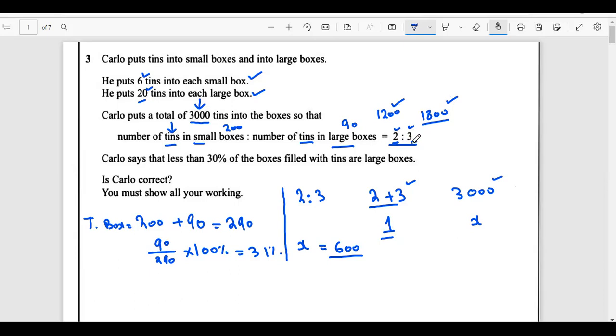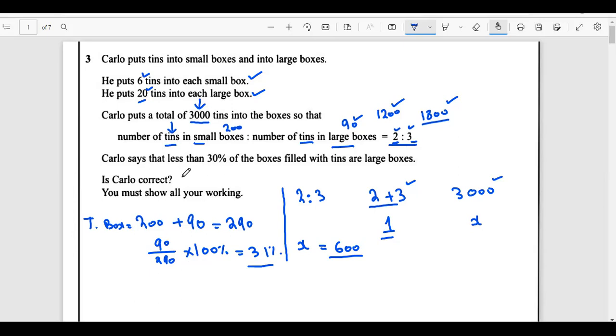Okay, and then 3 units means 1800 tins for the large boxes, and that is why we divided 1800 by 20, and that gave us 90. So large boxes were 90, small were 200. For finding out the percentage, we do 90 divided by total, that was 290, into 100%, and that gave us 31%, which is greater than 30. So that is why his claim was wrong. He was not correct.